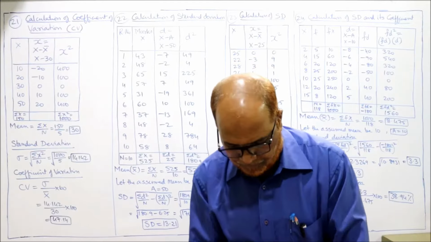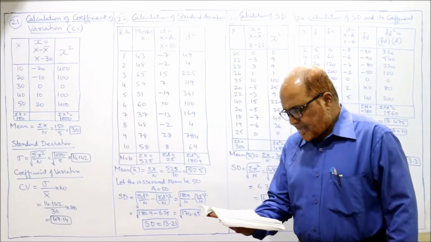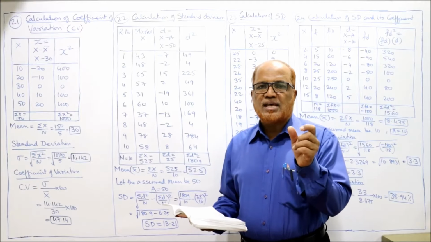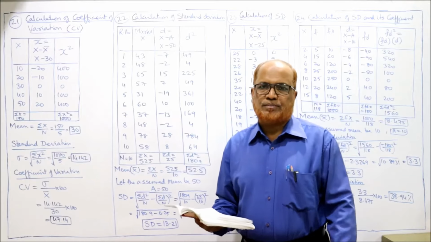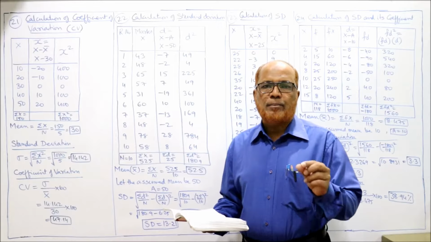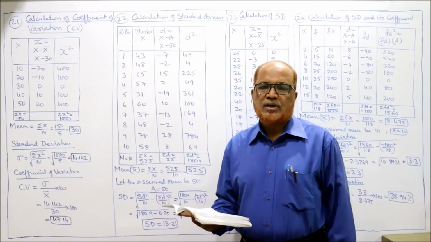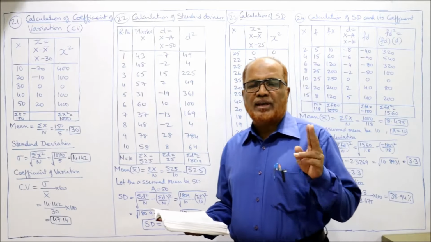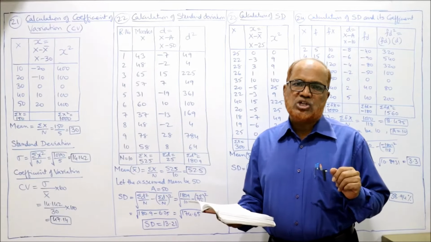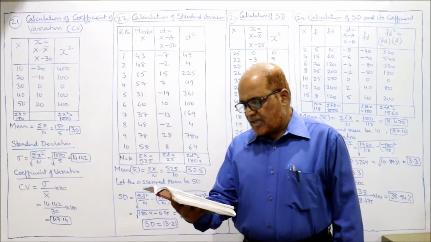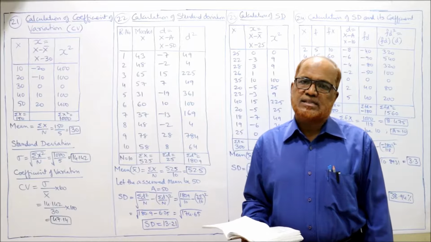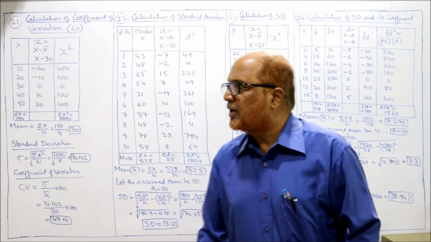I'm reading out the problem. 21st. Calculate coefficient of variation. The coefficient of variation is a relative measure of dispersion. The formula for coefficient of variation is standard deviation divided by mean into 100. For calculating coefficient of variation, we require two items: the arithmetic mean and also the standard deviation. So calculate the CV. X values are given: 10, 20, 30, 40, 50. It's an individual series.